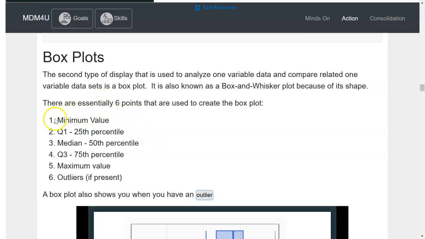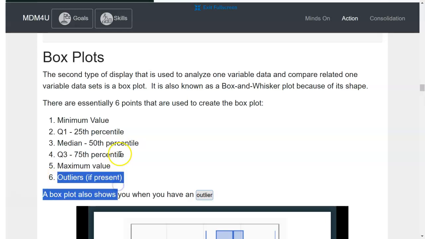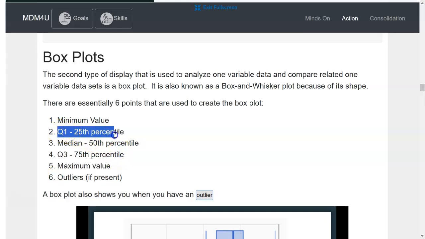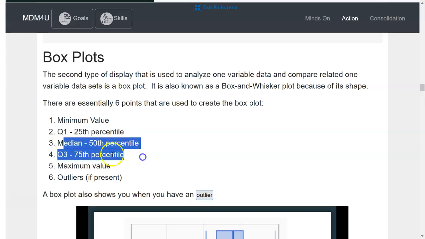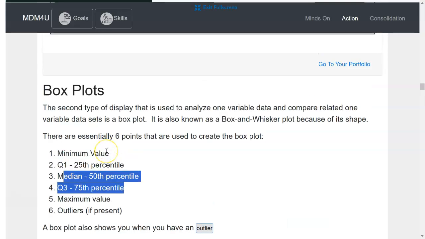So you need the minimum value, so that's just the lowest value, and then you need the maximum value, which is the highest value. Okay, so that's going to be your top value and your lowest value. There are outliers too. So if outliers are around, we'll deal with those after. And then what you're going to find is the 25th percentile, the median, and the 75th percentile. So go back in the videos and learn how to find those by using Google Sheets.